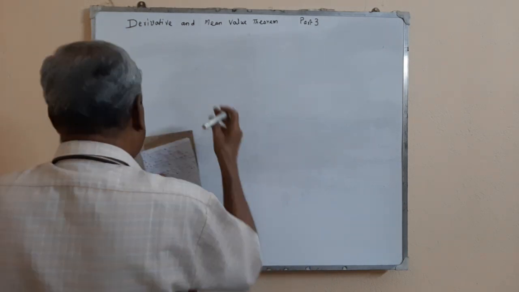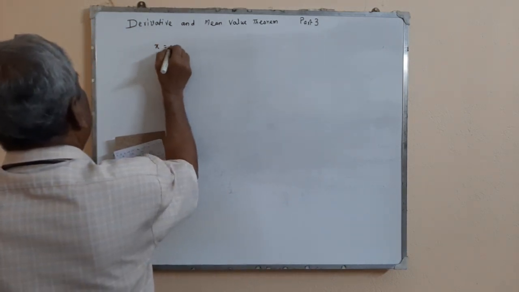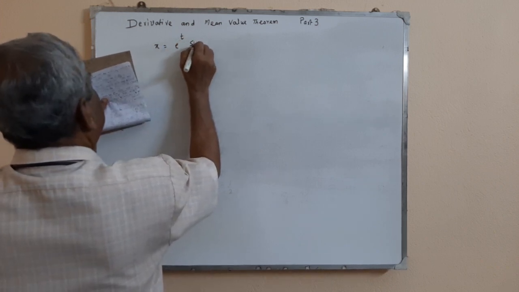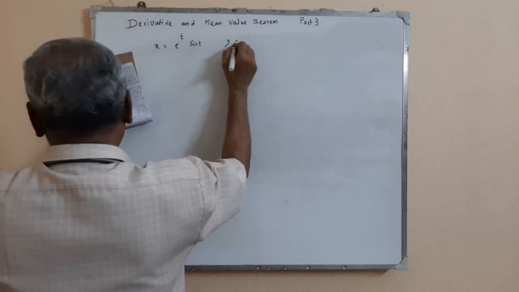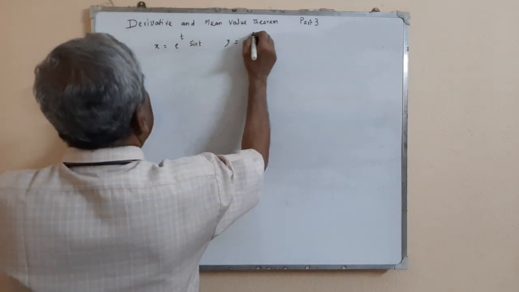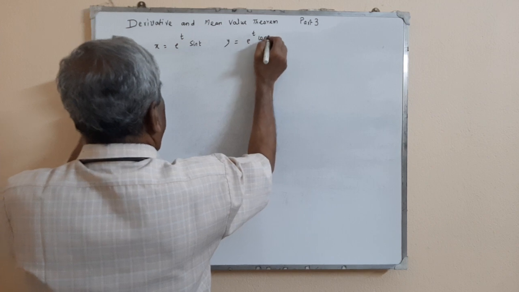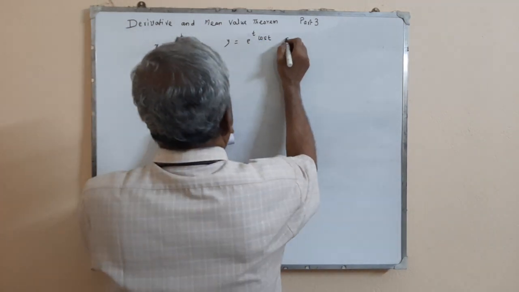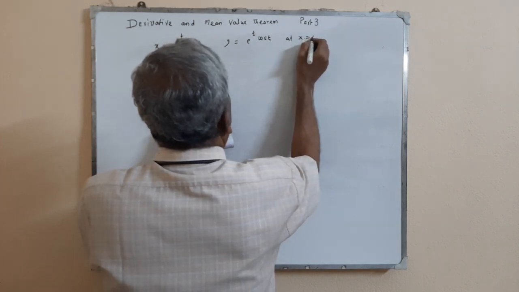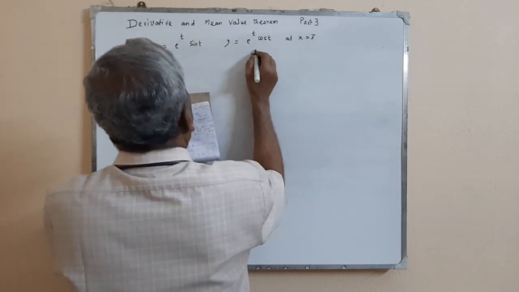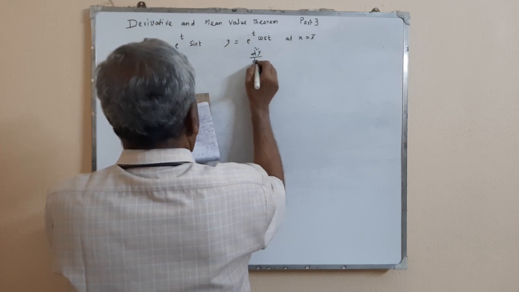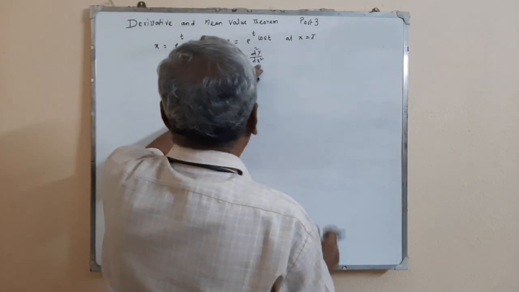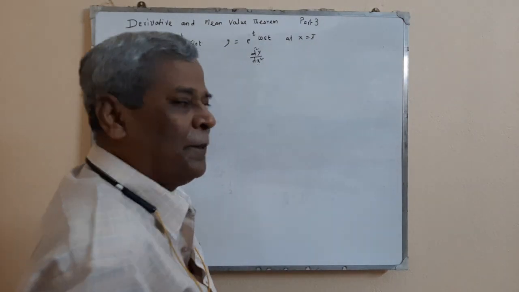Next problem is, if x is equal to e to the power t sin t and y is equal to e to the power t cos t, then at x is equal to pi, find d2y dx2. To calculate the double derivative of y with respect to x at the point x is equal to pi.